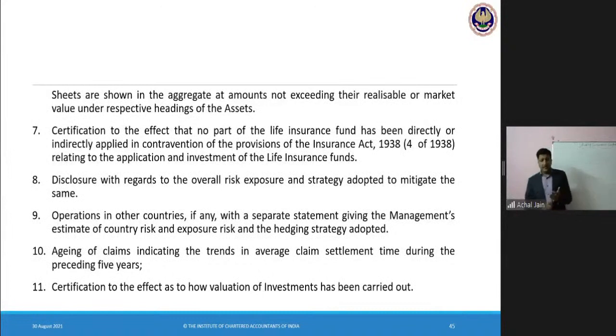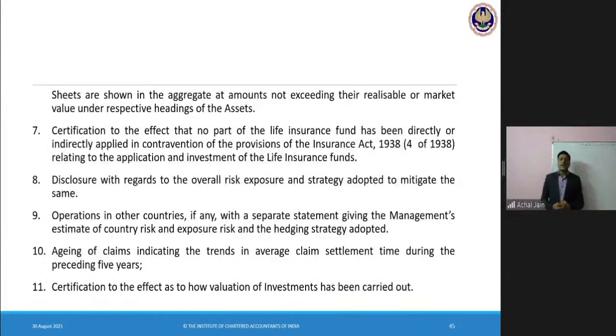It could be about liquidity risk. It could be about credit risk. It could be about any sort of risk to which the insurance company is subject. And what is the strategy which the management would have adopted? Yeah, that is required to be disclosed. Operations in other countries, if any, with a separate statement giving management's estimate of country risk and exposure risk and the hedging strategy which is adopted. This is also required to be given.